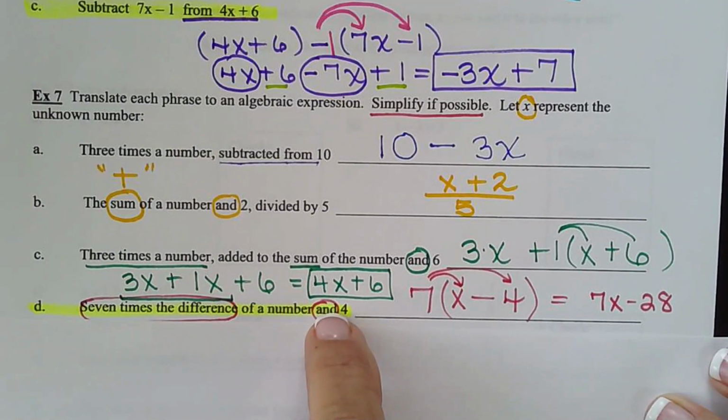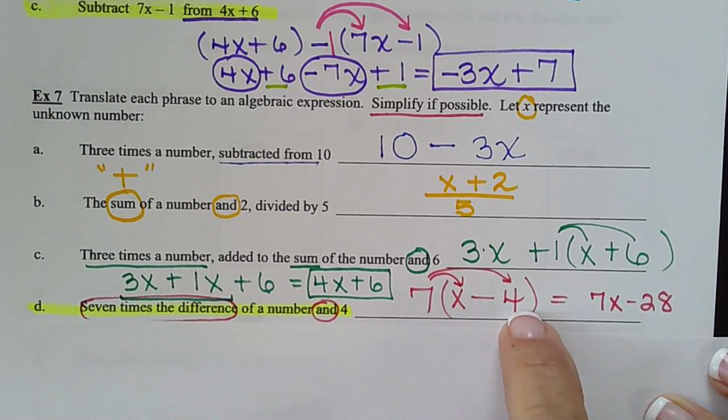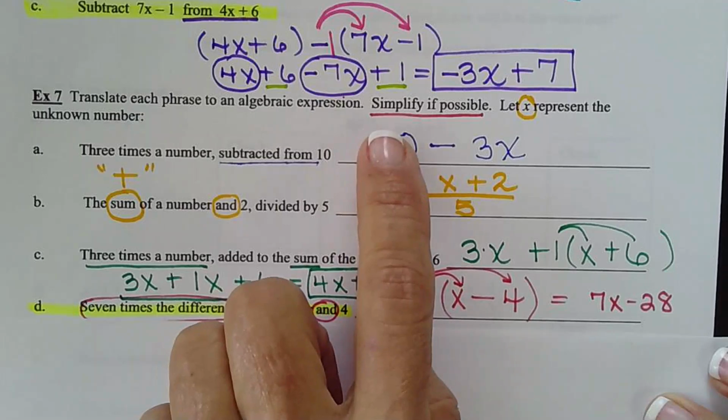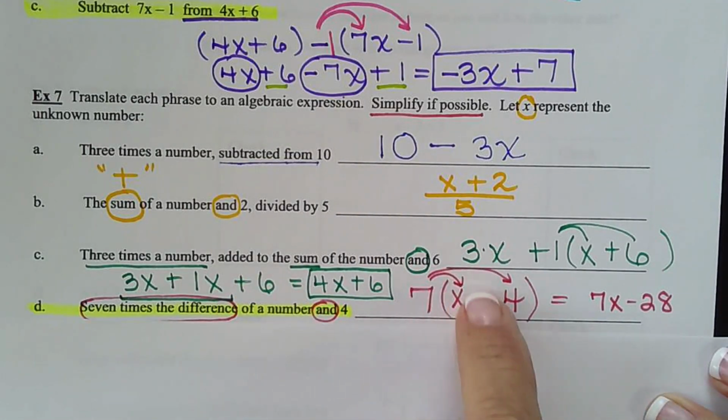Then you find your "and." Whatever's in front of the "and" goes first, x, whatever's after the "and" goes after the subtraction sign, 4. And again, that would be your answer in ALEKS if it asks you to translate, but this one also says to simplify, so then you'd write 7x minus 28.